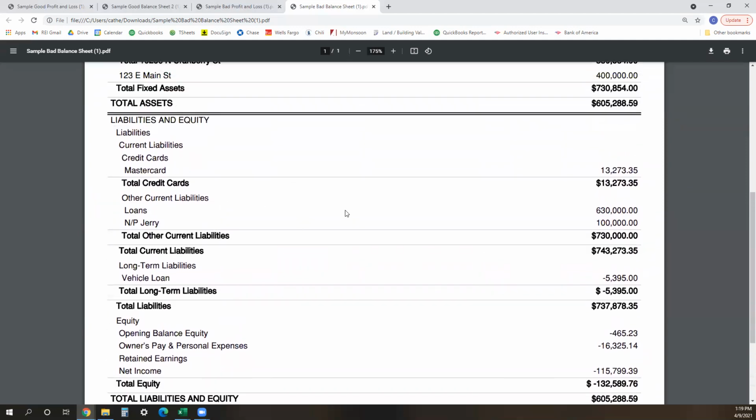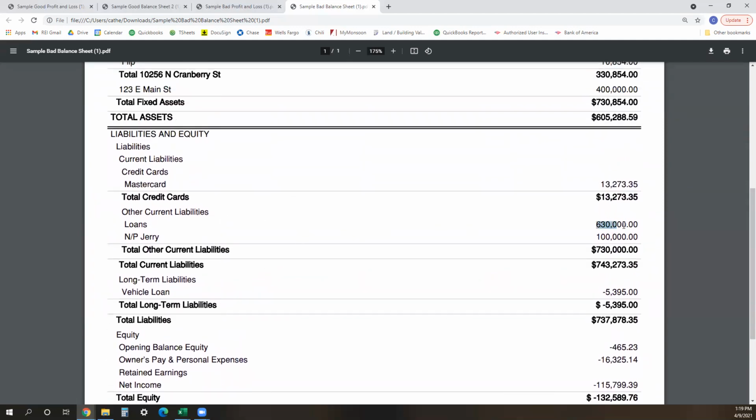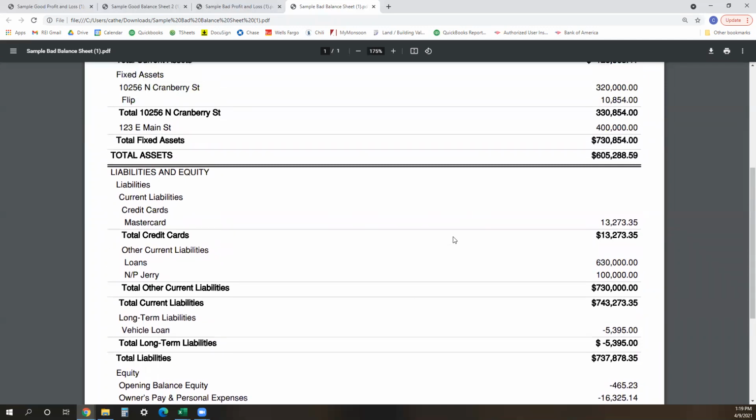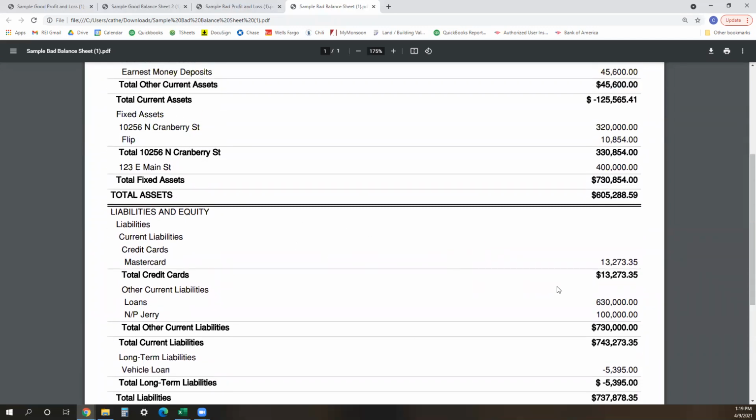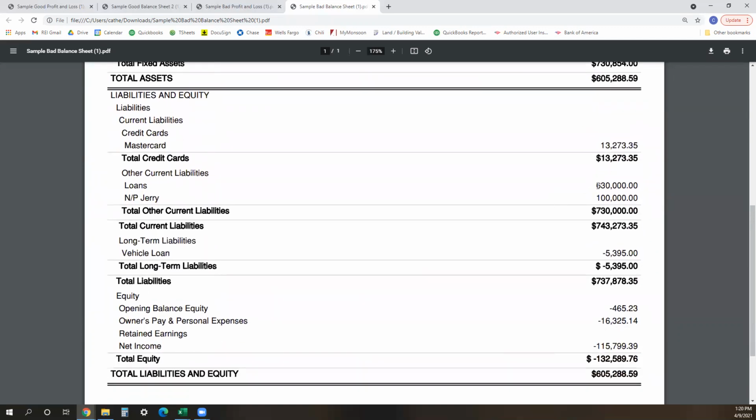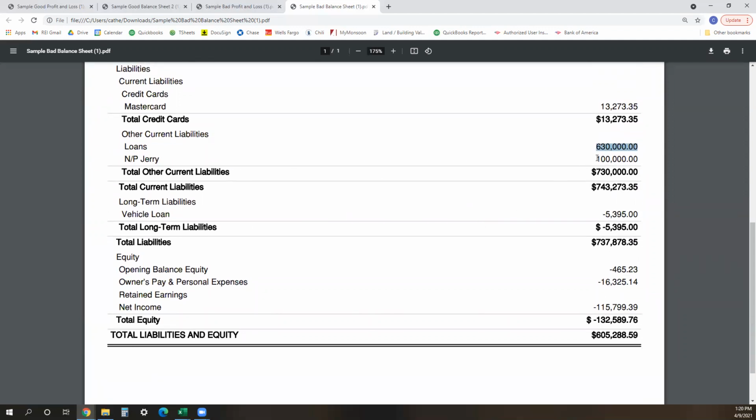Loans. This is a pretty large loan, but I think that it is encompassing both of these property loans. For Cranberry and Main Street, again, we would want this split up into two different loans so that we can see those itemized. You can also have notes payable to private investors and other institutions, and those will show up here as well.